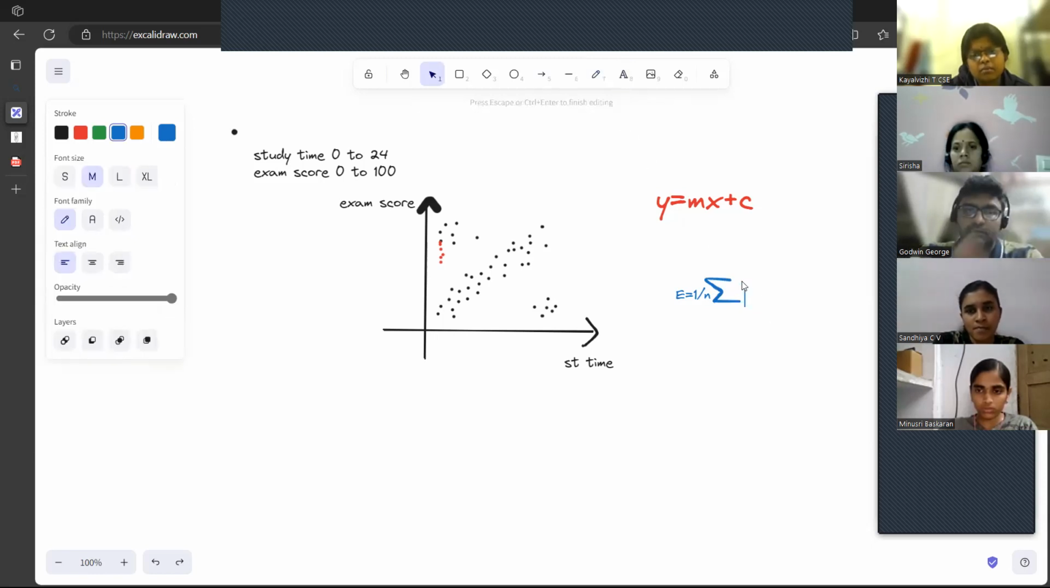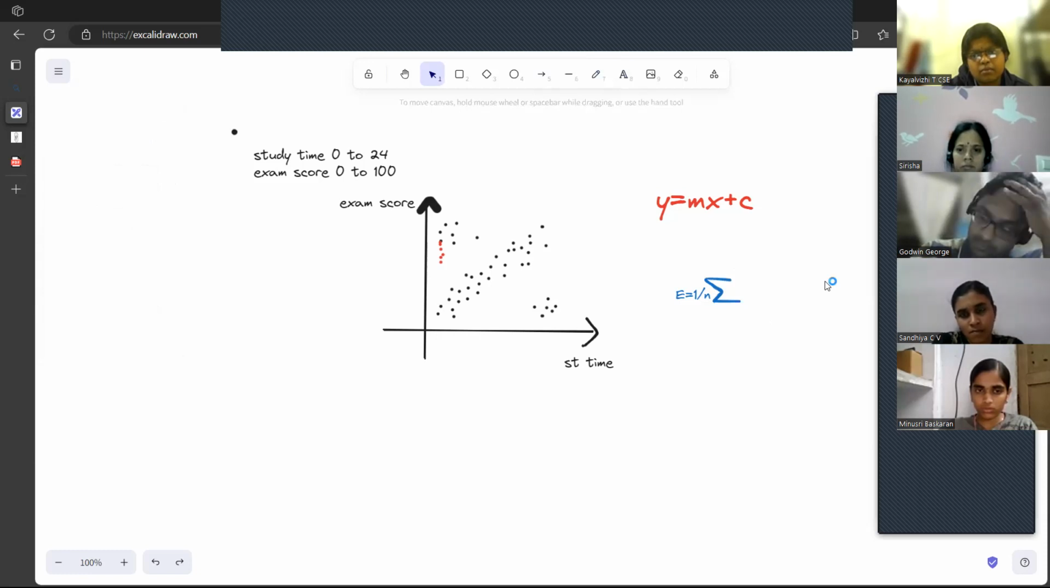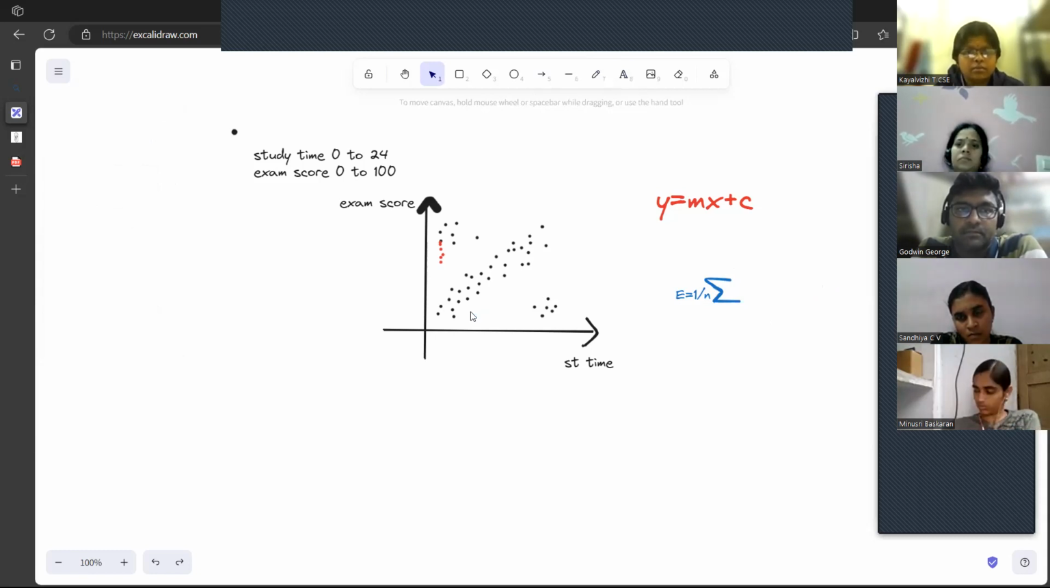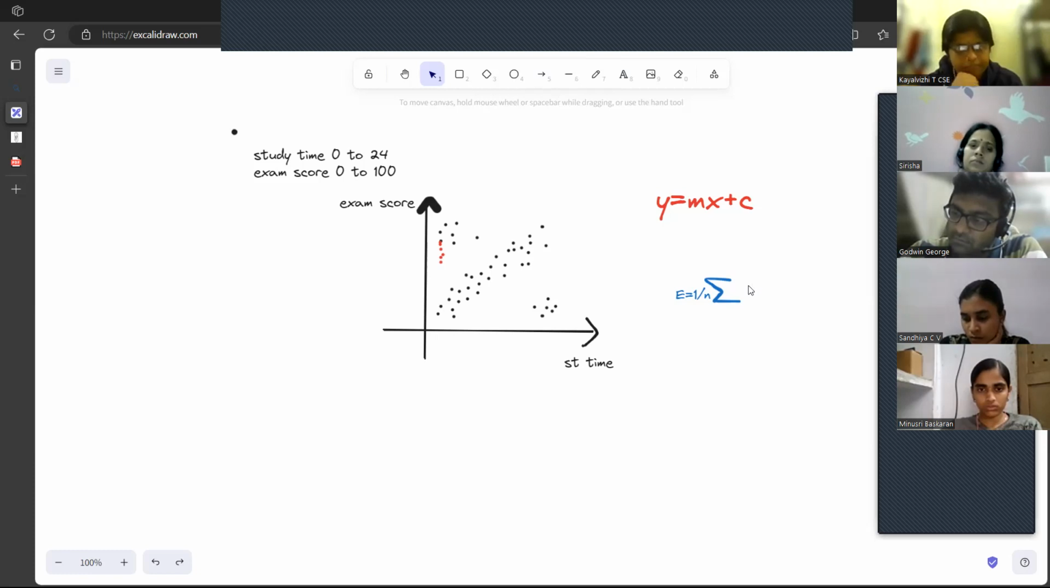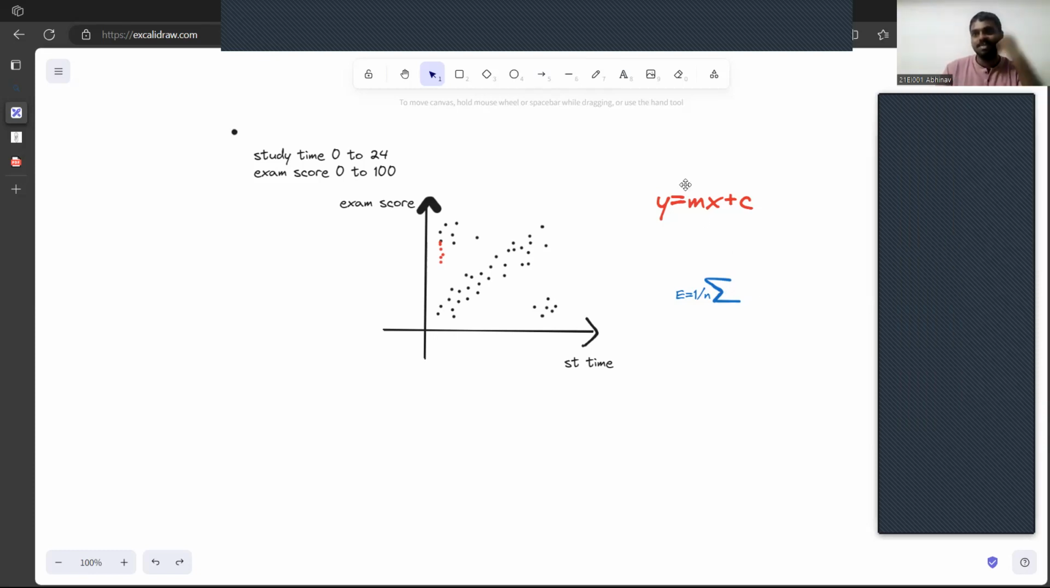What are the training samples? You haven't even talked about it. Where are the training samples here? Actually, the data set we are already having. So what do you have as inputs? I am having the study time as the input and the exam score as the output. So when I have a new study time, I can predict some exam score. That's what this problem is.